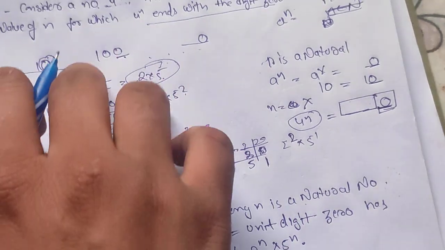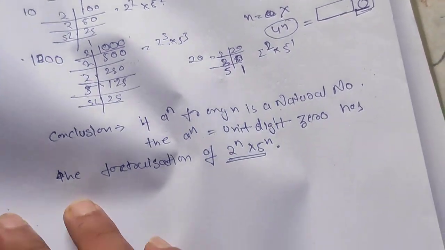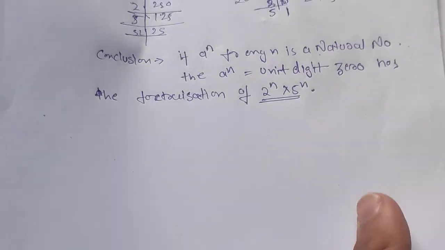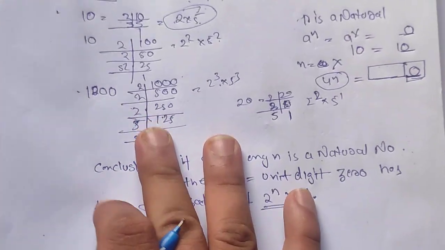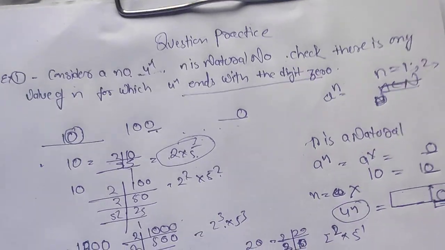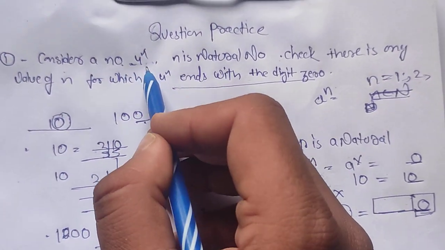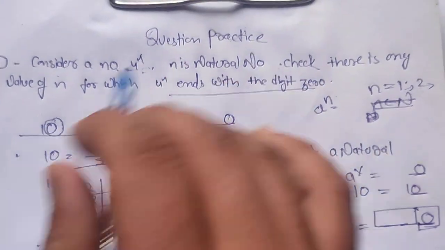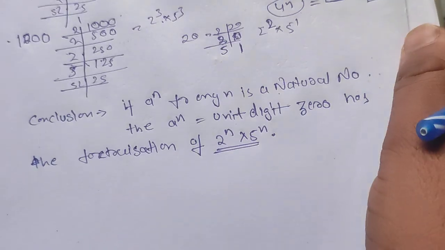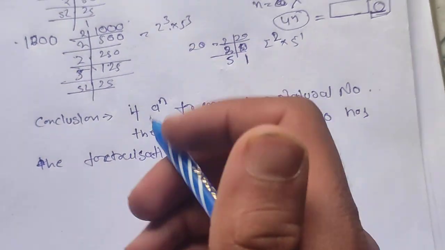You see in the examples. So now this is our question. The question says: consider the number 4 to the power n. We want to know whether this number can end with the digit 0.